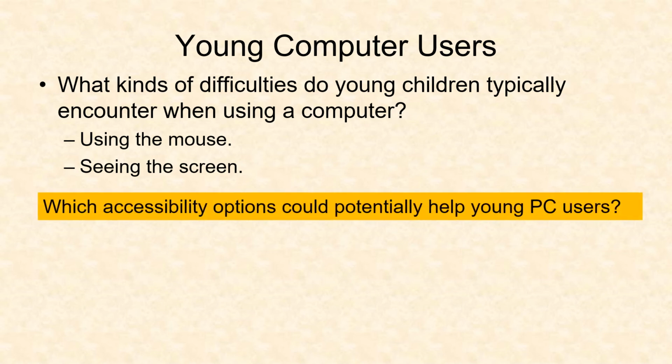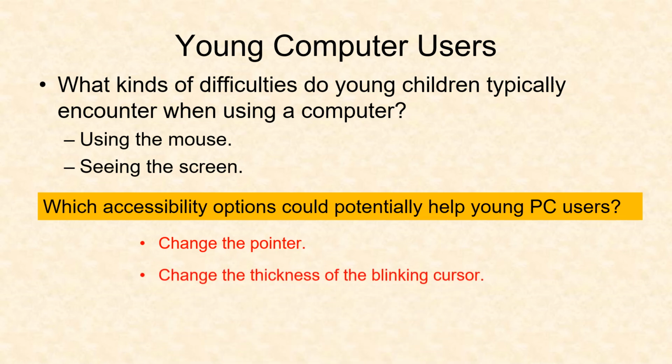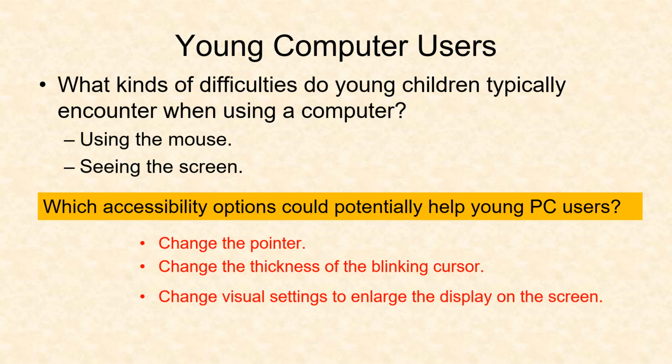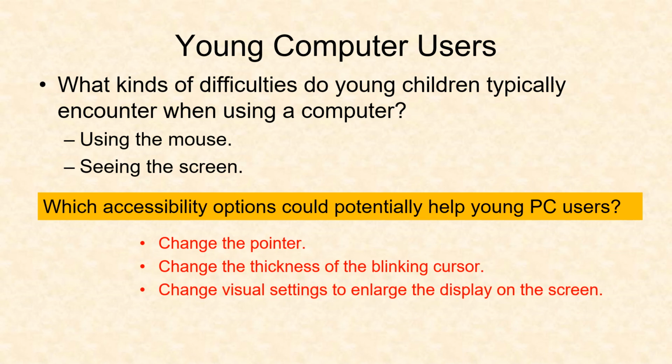So which accessibility options could potentially help these young PC users? Well, depending on their situation and what the app or the software requires the user to do, you could change the pointer to make it more visually easy to see for the young user. You could change the thickness of the blinking cursor, which will allow the child to visually spot the cursor on the screen with much more ease. You could change the visual settings to enlarge the display that appears on the screen.